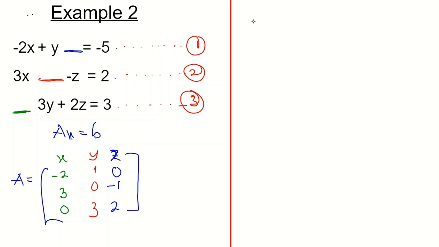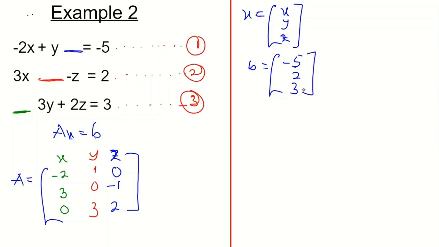And then as usual, the matrix of the variables, though we may not use it in our matrix augmentation, we can write it as x, y, and z. And then we have the matrix of the constants, b, that is equal to -5, 2, and 3. And so we can augment the matrices we have derived.